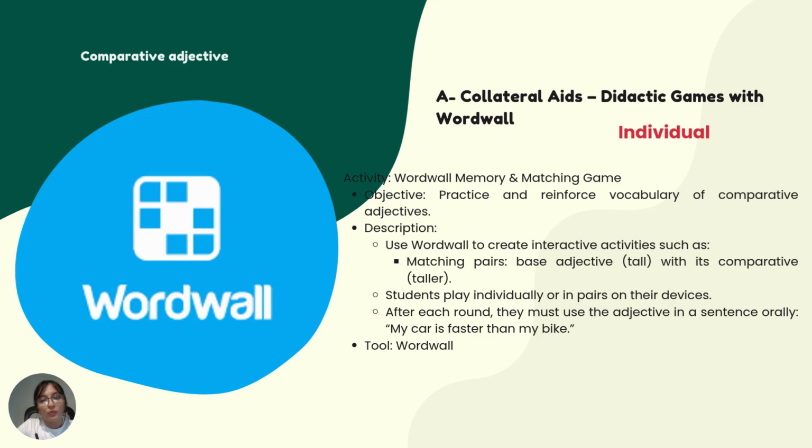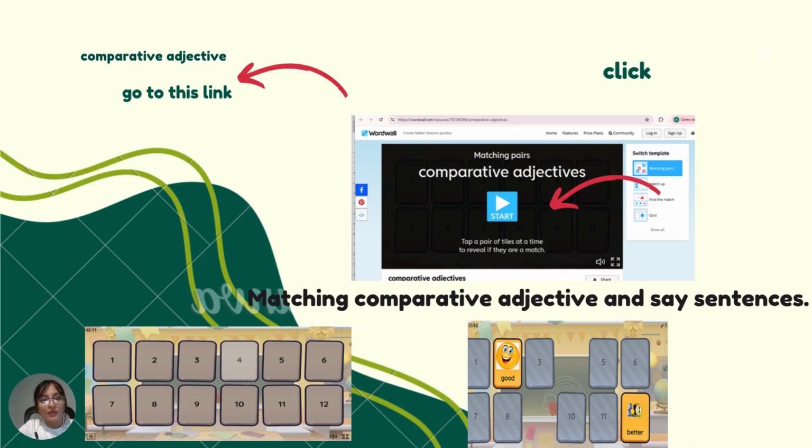The tool, Wordwall. Here we can see the process. Go to this link. You have a link over here. You go to the link, then you click over here, and finally you can match comparative adjectives and say sentences. You can play over here.